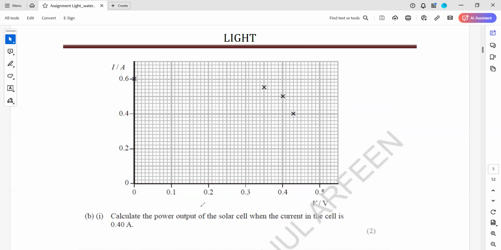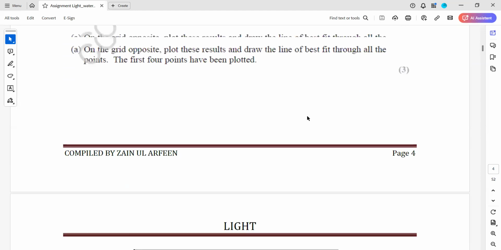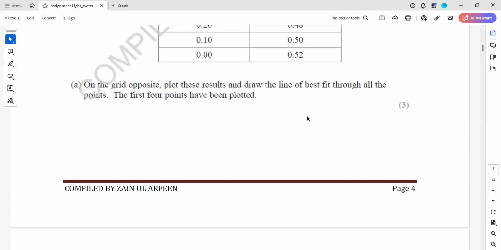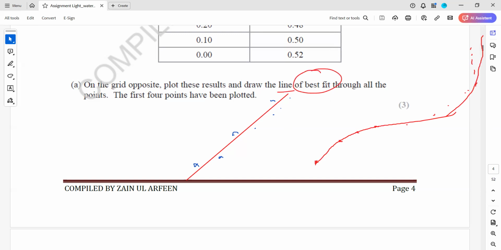The line of best fit can be a straight line or it can be a curve as well. For example, if the points are scattered in this manner, the line of best fit is a straight line. But what if the points are like this? Then the line of best fit will try to join the maximum points in a freehand graph. So both are lines of best fit.